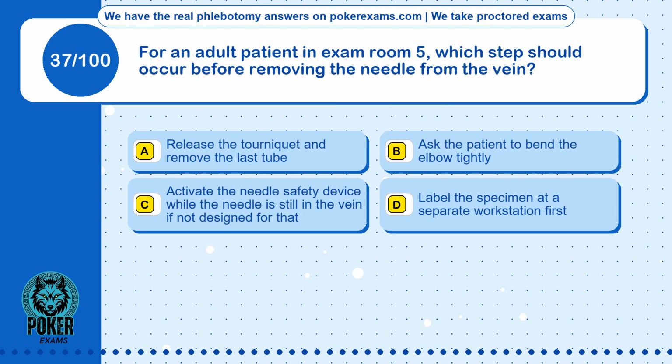Question 37. For an adult patient in exam room 5, which step should occur before removing the needle from the vein? Option A. Release the tourniquet and remove the last tube. Option B. Ask the patient to bend the elbow tightly. Option C. Activate the needle safety device while the needle is still in the vein if not designed for that. Option D. Label the specimen at a separate workstation first.